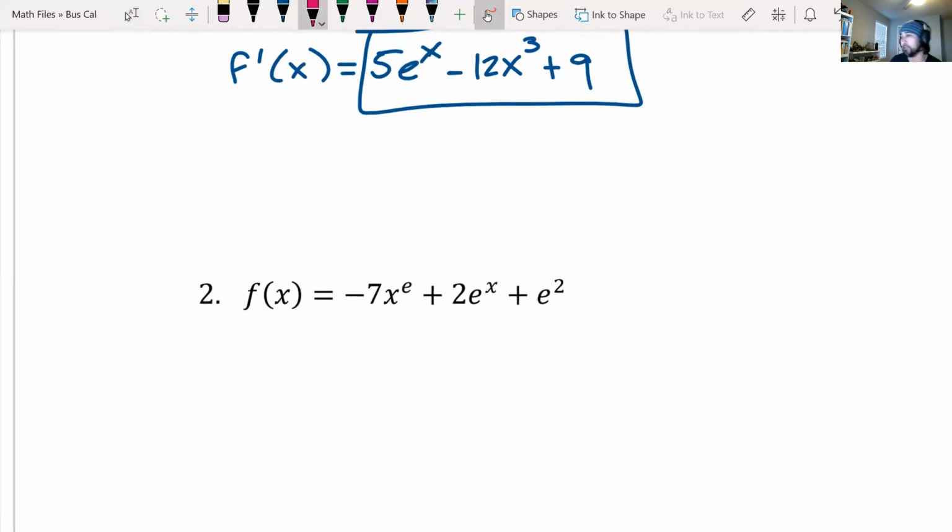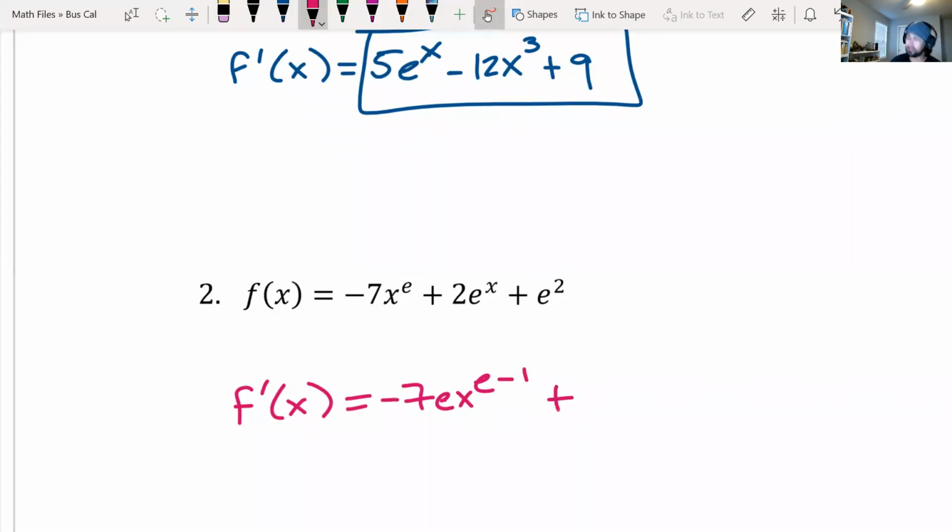Okay. Now we have number 2. f of x equals negative 7x to the e plus 2e to the x plus e squared. So we want the derivative, and now this is going to use that x to the e formula above on the paper. So what is the derivative of x to the e? e x to the e minus 1. That's it right there.